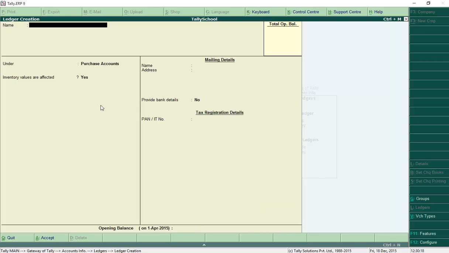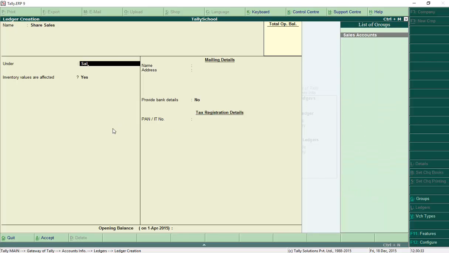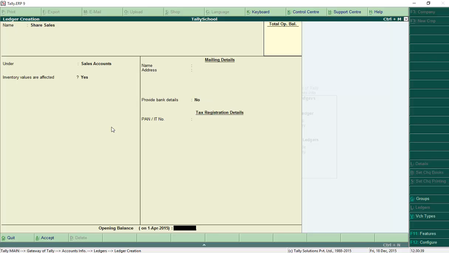Okay, now the same technique will be used to create a share sales account. So share sales account, everything is similar except the list of groups, it will be under sales accounts and not purchase accounts. So sales accounts, and again inventory values are affected will be set to yes. So press enter and save it.